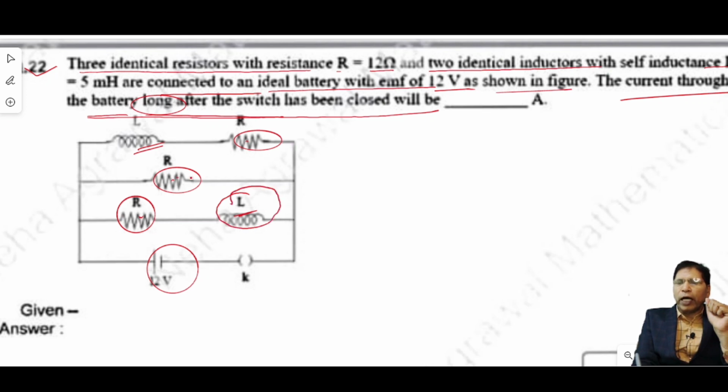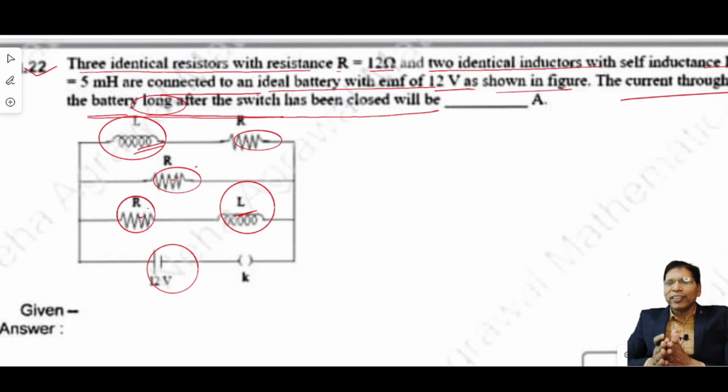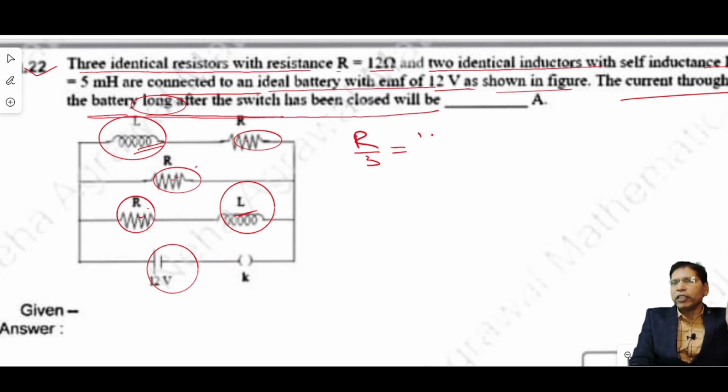So it will be a perfect conductor. Therefore, the three resistors are in parallel combination. So the equivalent resistance is R by 3. Now R by 3 means 12 by 3, so this is 4 ohm. Therefore, the current through the battery is 12 volt divided by 4, so this is 3 ampere.